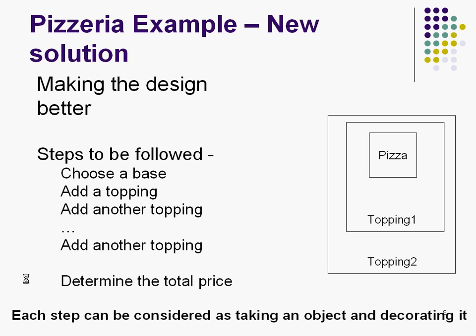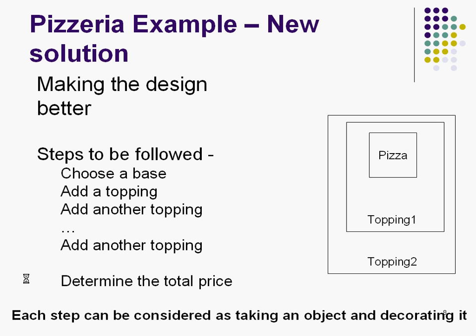So each of these stuff, whatever we are taking here, can be considered as decorating a base object. So you got a pizza, you decorate it with one topping, you're decorating it again with another topping. So in the decorator design pattern, this is exactly what we are going to do. So even after decoration, you're still getting another pizza. So the type remains the same. That's the key thing to remember.